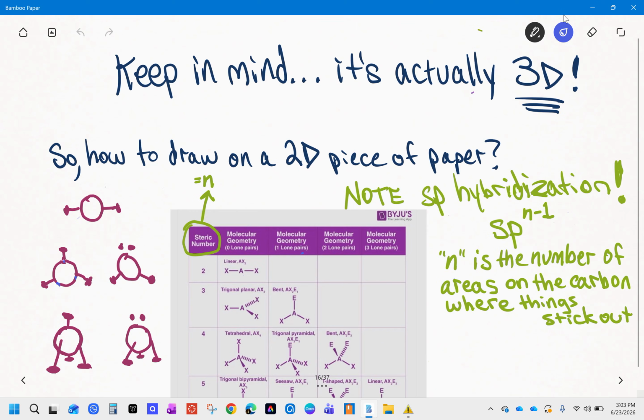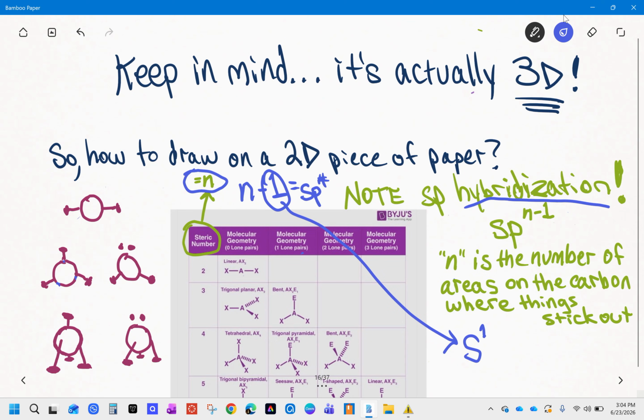So what do you do with that steric number? Well, let's say the steric number is n. You just take whatever the steric number is minus 1, and that is going to be your SP number. This is called hybridization. The reason why you subtract 1 is because there's always 1 for the S. S always gets just 1. We just don't write the 1 because if it's just 1, it's implied when there's no other number up there. So that accounts for 1 out of the steric number. And then the rest of whatever your steric number is goes on the P.